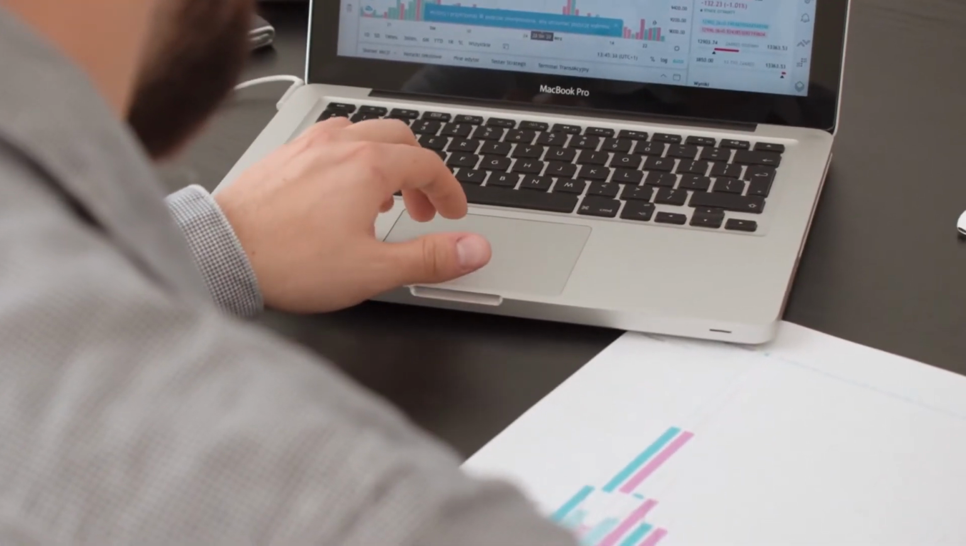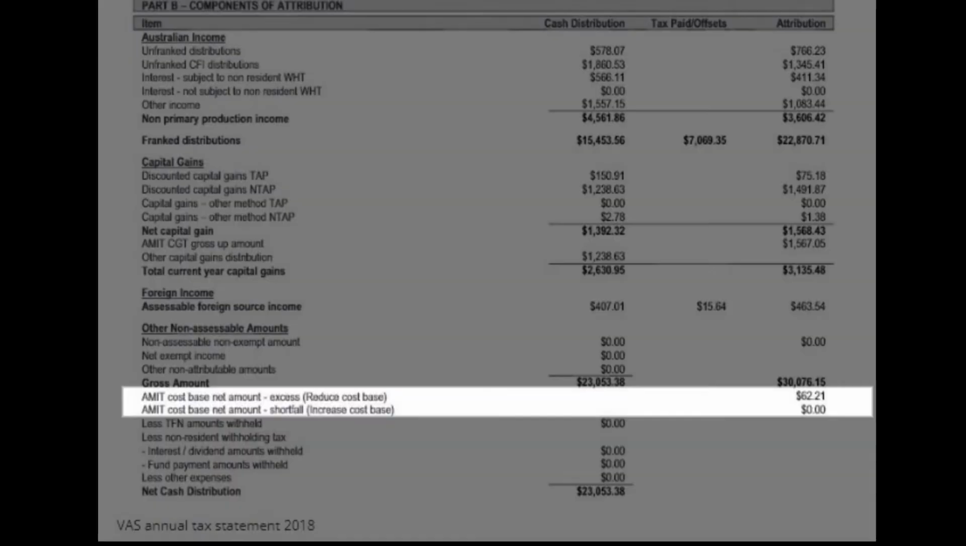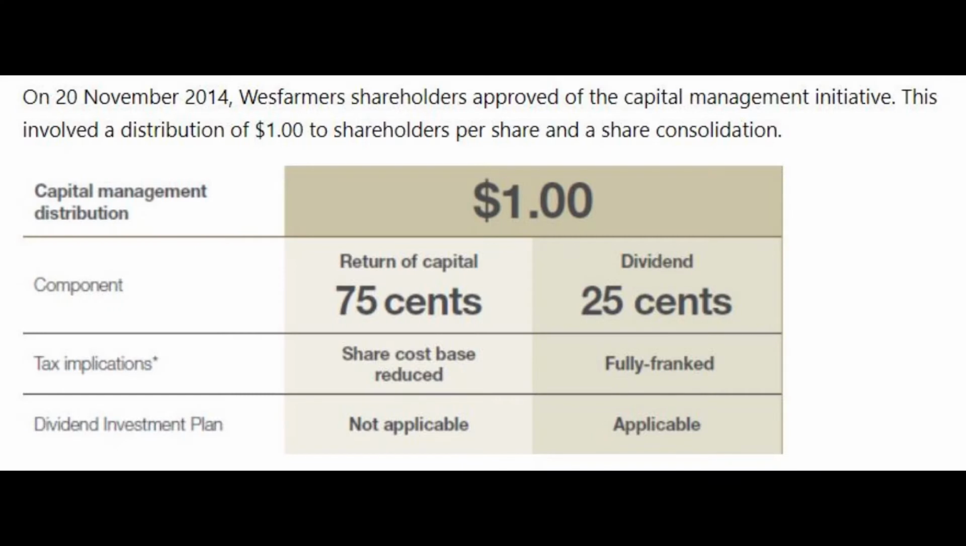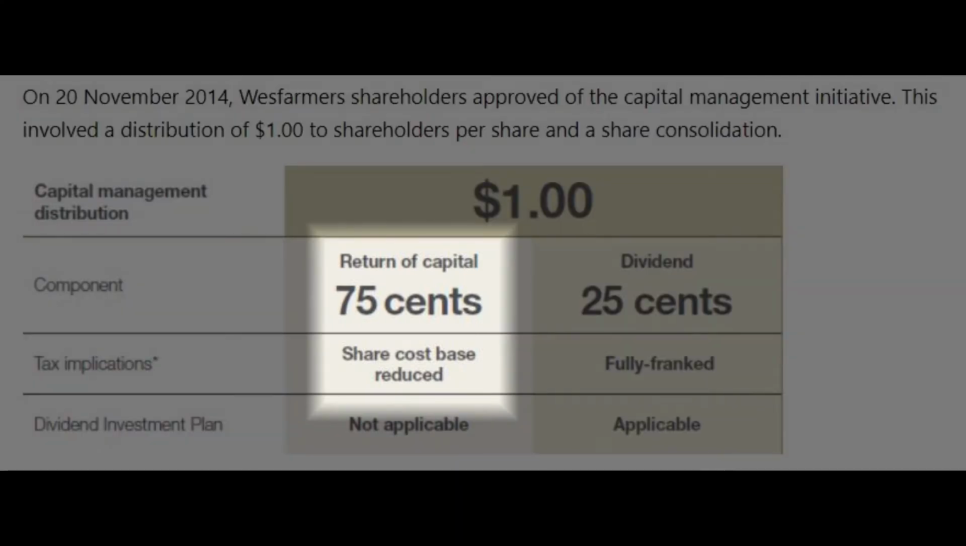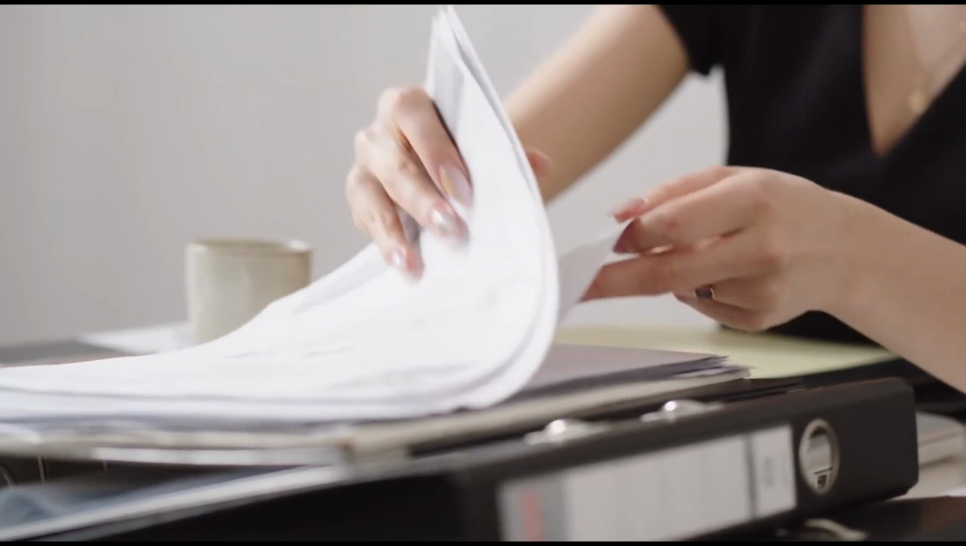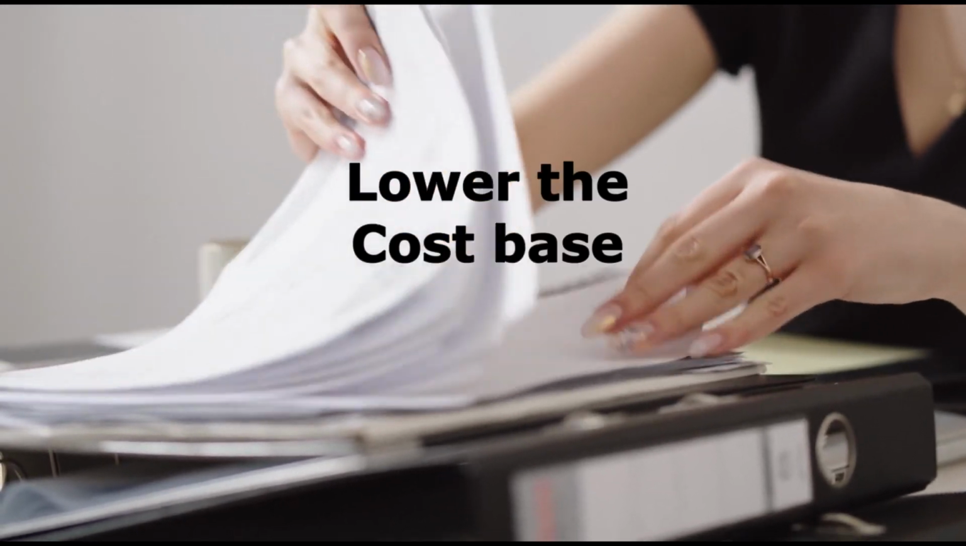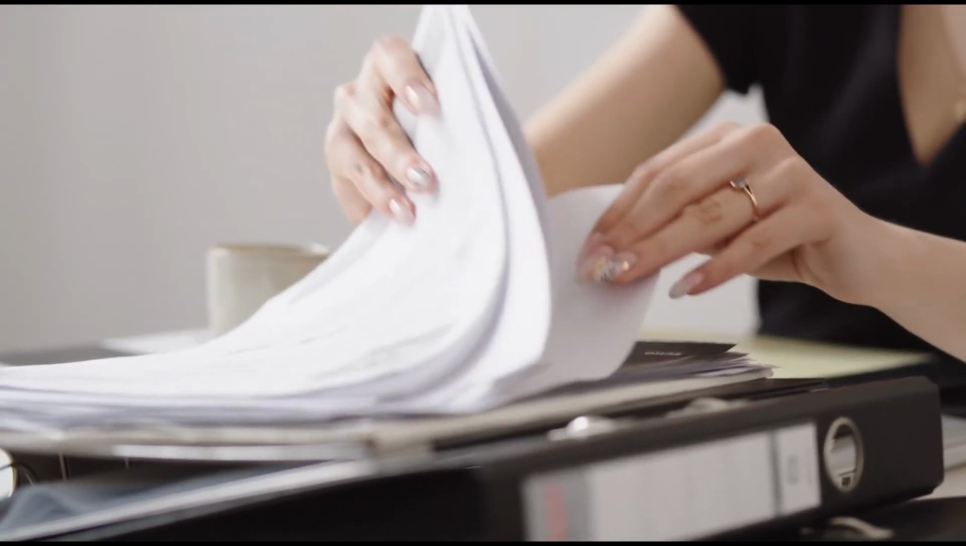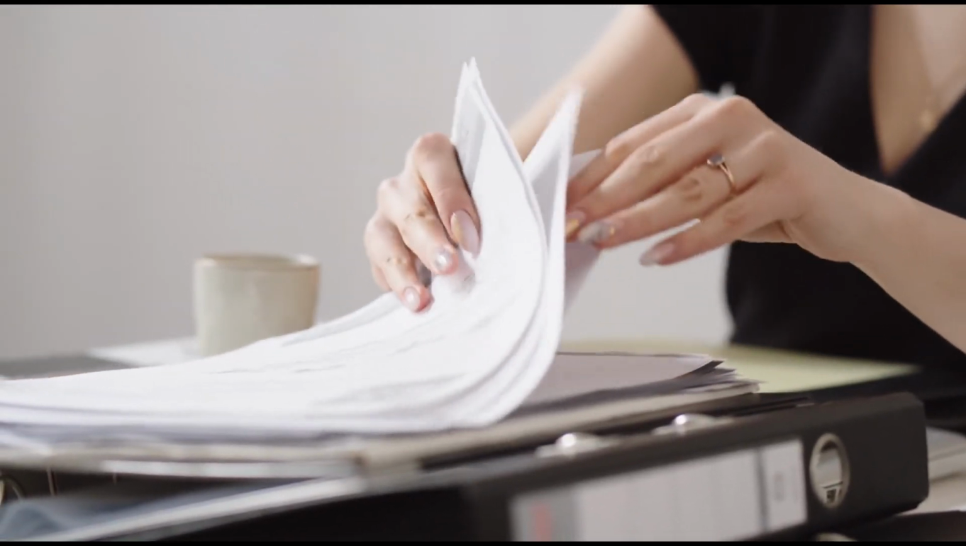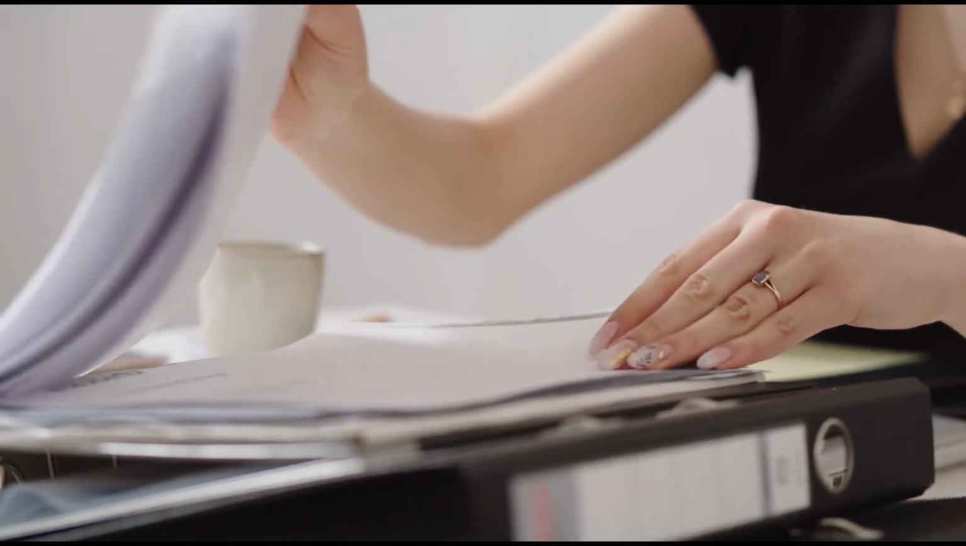For ETFs and other listed trusts, these capital returns are shown at the bottom of the annual tax distribution statement like this here, on a separate line called AMIT cost-based net amount that are either an excess or a shortfall. For shares, you may receive a dividend or other payment statement that advises that you have been paid a capital return. Capital returns are fairly common with ASX listed property trusts and most common ETFs. Capital returns typically lower the cost base on average, so make sure you keep track of these items contained on your annual distribution statements carefully each year at tax time to ensure you pay the correct amount of capital gains tax when you do eventually sell.